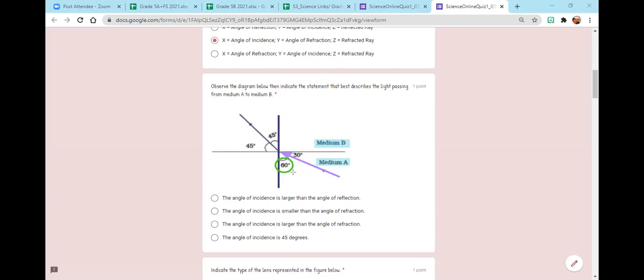And what's the measure of the angle of refraction? 45. So tell me, is the angle of incidence larger than the angle of refraction? Yes. The first one? Yes, the first one.